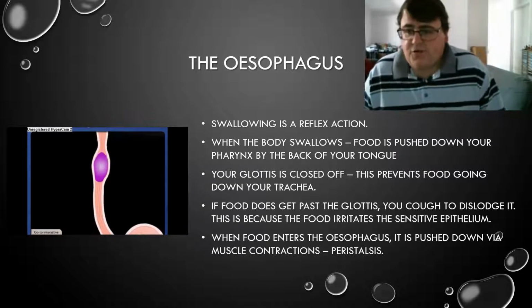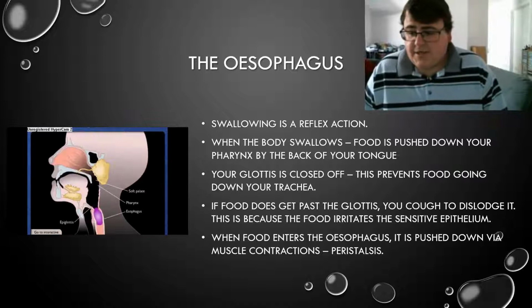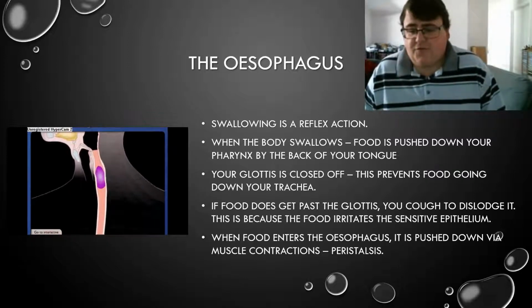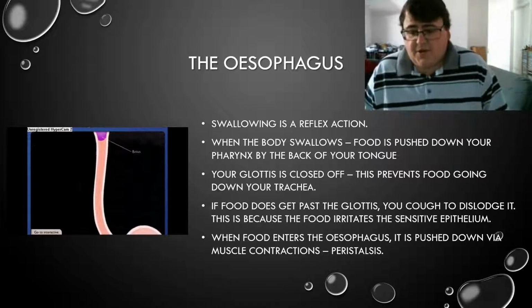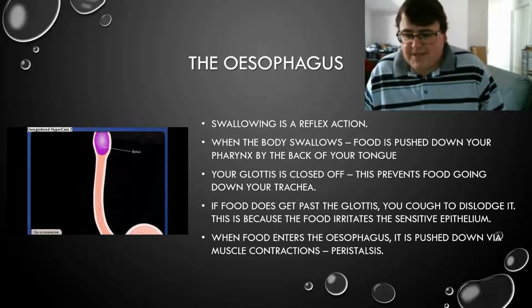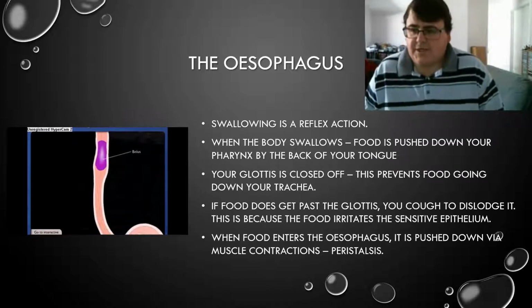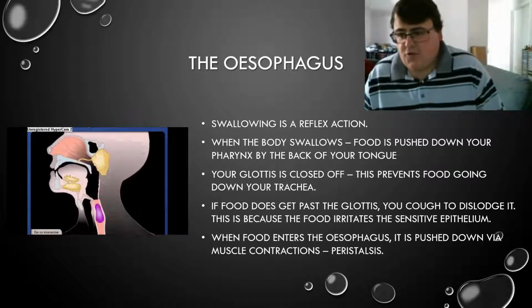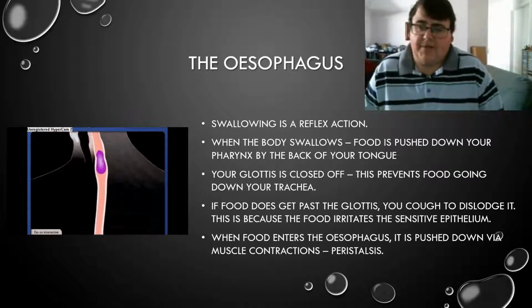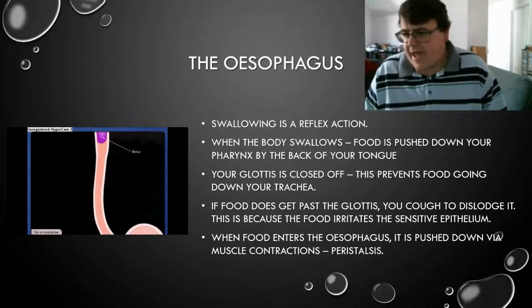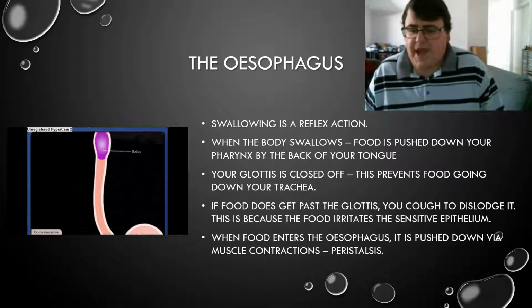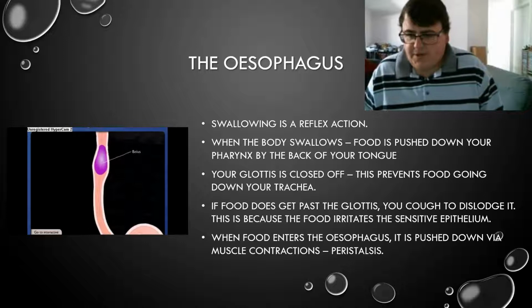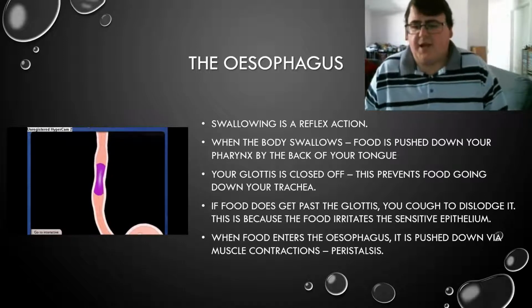If, perchance, the food does get past your glottis, then you have to cough and get it out of your trachea, because you don't want it in your lungs. That whole coughing and forcing the food up, or choking almost, is all because the food is irritating the sensitive epithelium in the trachea. It's only meant to have gas in there, not food, so instantly it irritates it and you have to try and get it out.